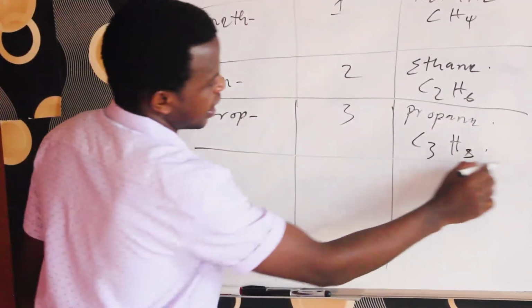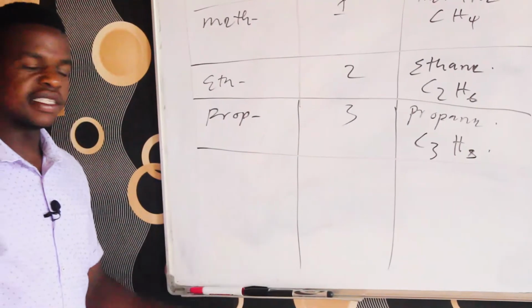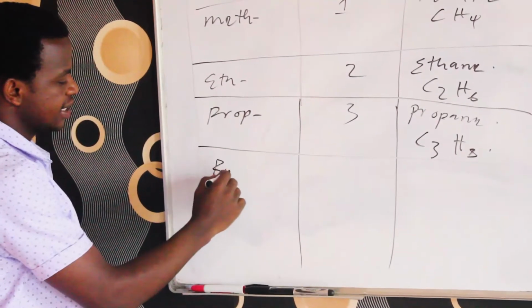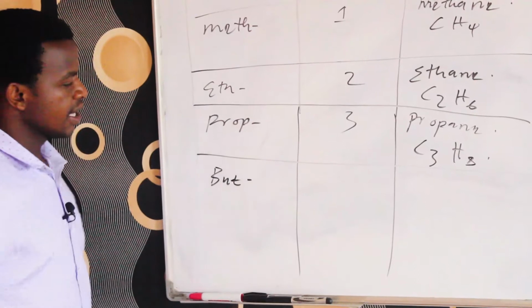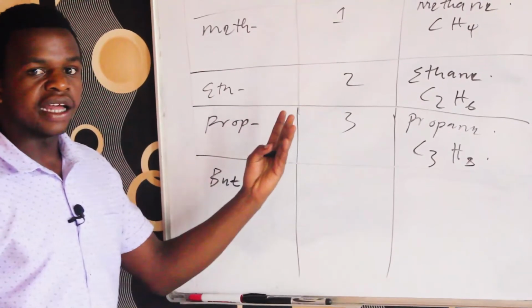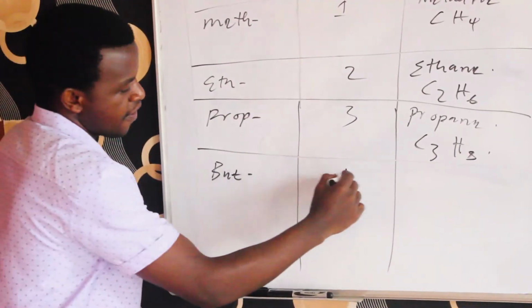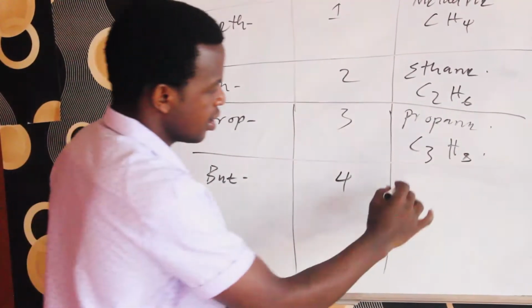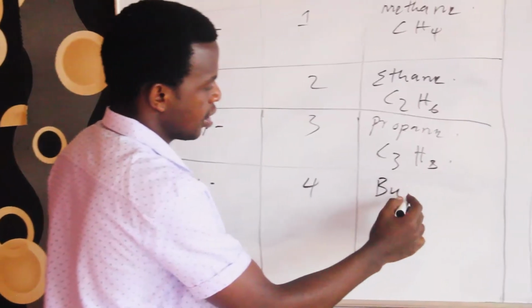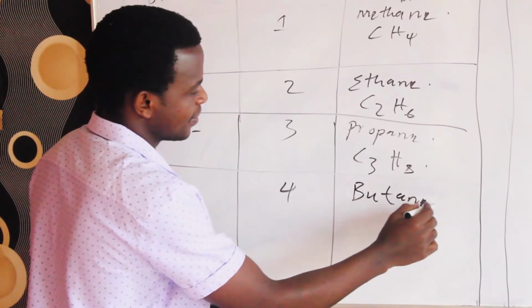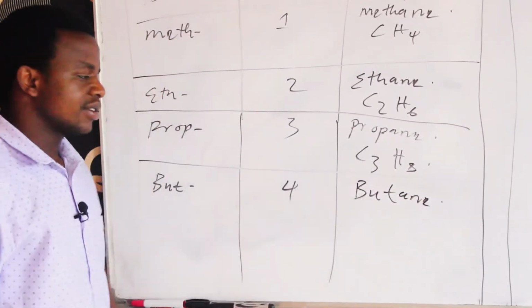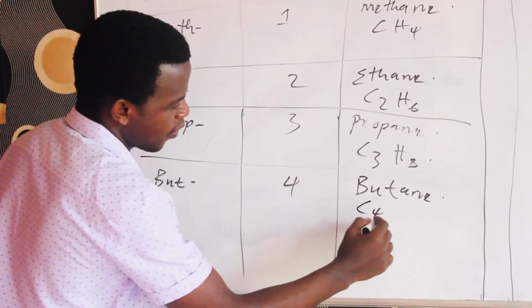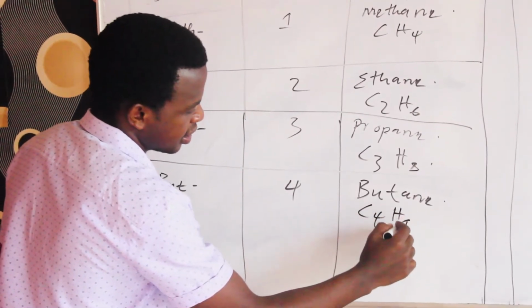Let us look at another situation. If the name starts with but, that means it has how many carbon atoms? That means it has 4 carbon atoms. And an example from the alkanes is going to be butane. And the formula is going to be C4H10.